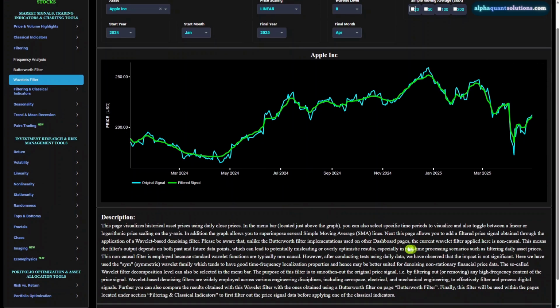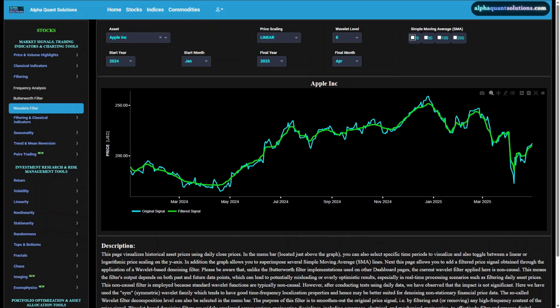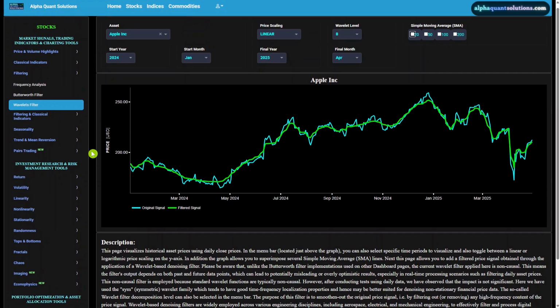So the first difference is that, as we state here, the current wavelet filter implementation is a non-causal filter, which means that when we filter a point at time t, we use data prior to time t, but we also have a look-ahead bias. So we also use data in the future compared to time t. So this is also why you get such a nice smooth version with no time lag delays between the filtered version and the unfiltered version. And this is something to consider if you were to use this filter for real-time trading. But overall, for long-term decisions, in our experience, this was fine.